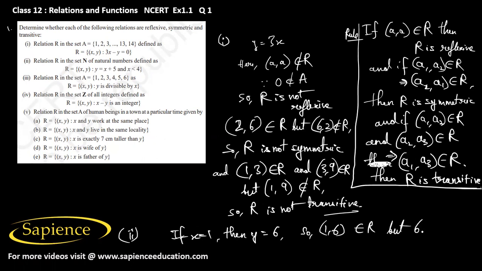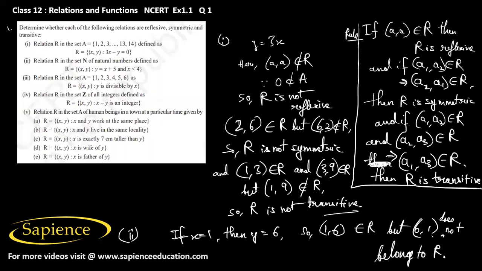But (6, 1) does not belong to the relation R. So (6, 1) does not belong to the relation R. Hence we can say the relation R is not symmetric.